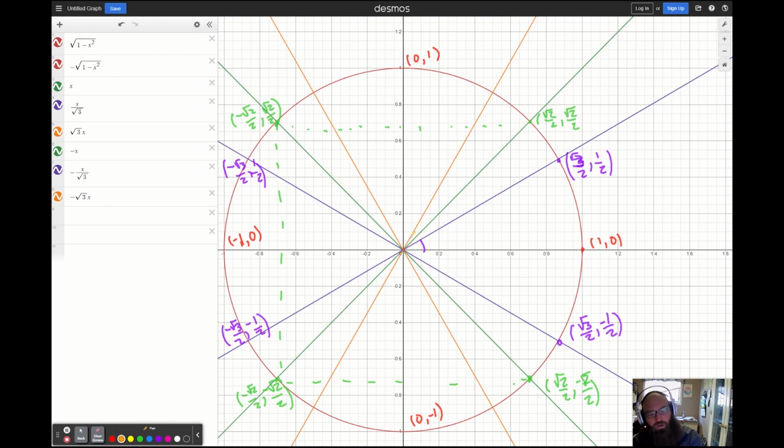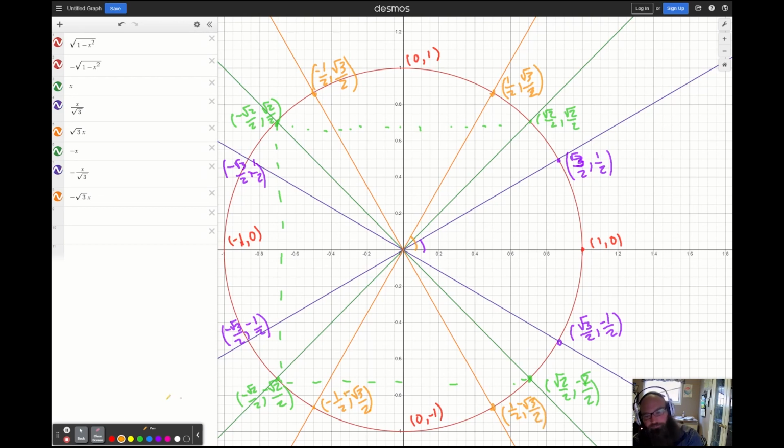And hopefully by now you can see the pattern, right? So this point here, where my x is 1/2 and my y is root 3 over 2. Here, I'm just going to have a negative x, and I keep my y positive. Down here, I have negative both, so I have negative 1/2, and then negative root 3 over 2. And then here, I have a positive x, but a negative y.